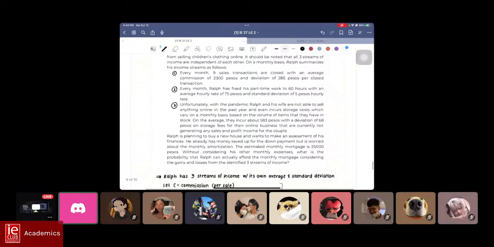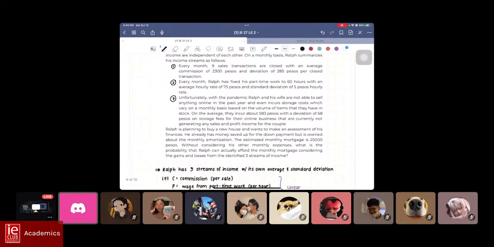So it's asking here na Ralph is planning to buy a new house and wants to make an assessment of his finances. He already has money saved up for the down payment, but is worried about the monthly amortization. And the estimated monthly mortgage is 25,000 pesos. So what's the probability that Ralph can actually afford the monthly mortgage, considering the gains and losses from the identified three streams of income?